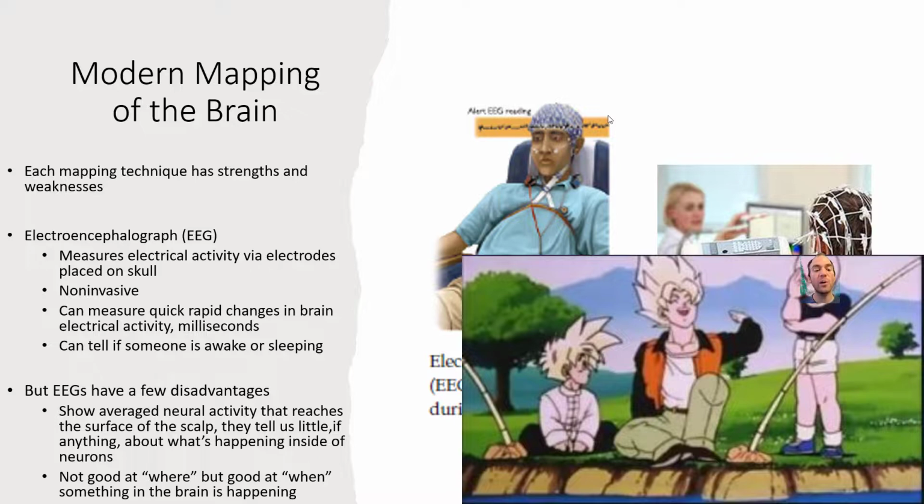They tell us little about what's happening inside the neuron. Because it's non-invasive, with just sensors on your skull, you're not looking inside the neurons. You're just reading the electricity that can be picked up through the skull, which is substantial, but it's not really telling you what's happening inside of an individual neuron. So it's not good at telling you where exactly in the brain electrical activity is occurring, but it's really good at telling you when something's happening, because it picks up electrical changes at a millisecond level. And on the right-hand side, you can see some examples of EEGs.